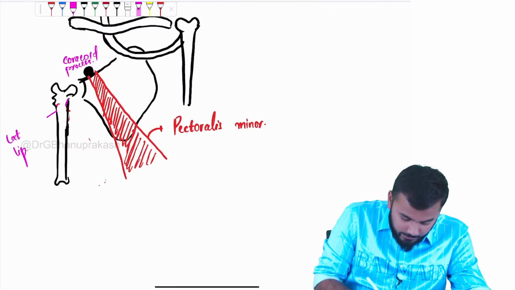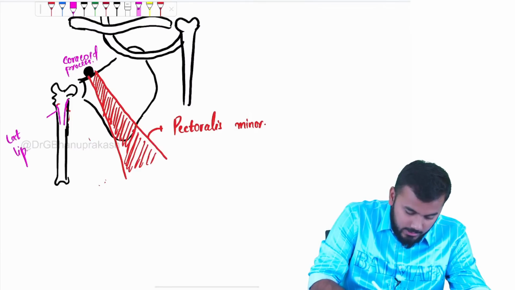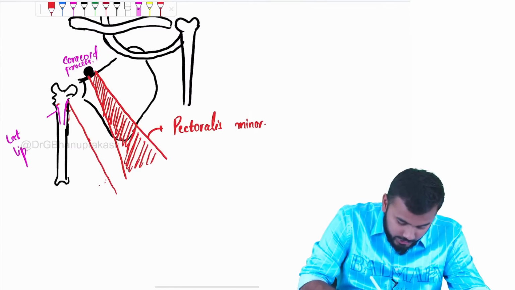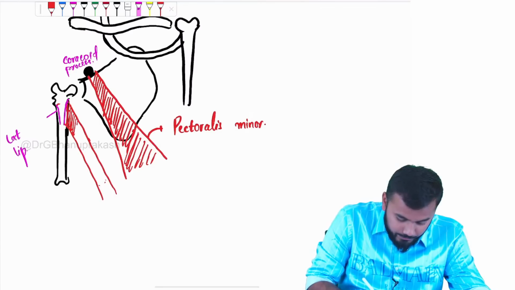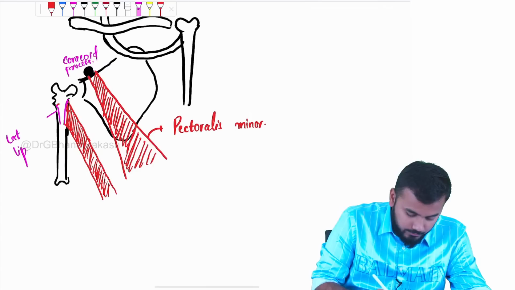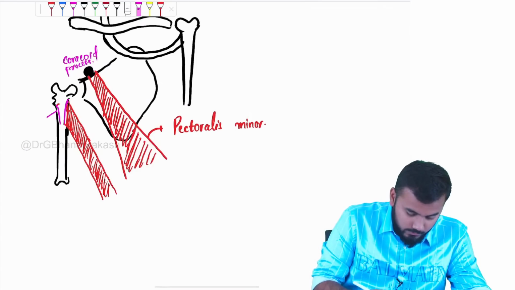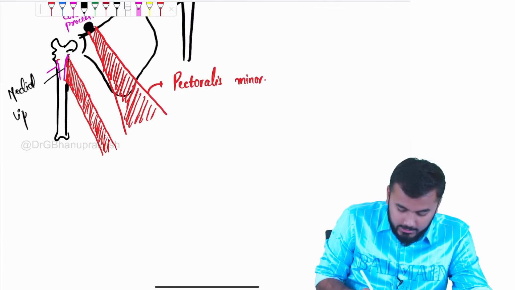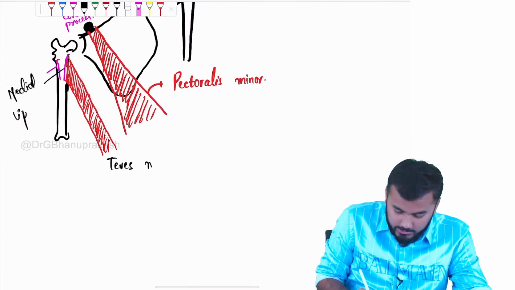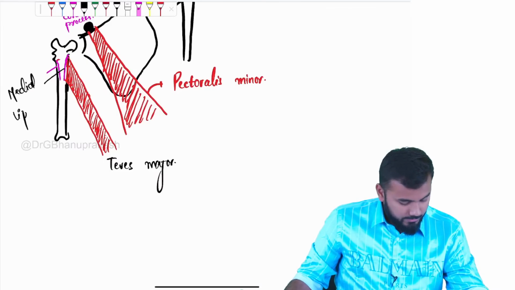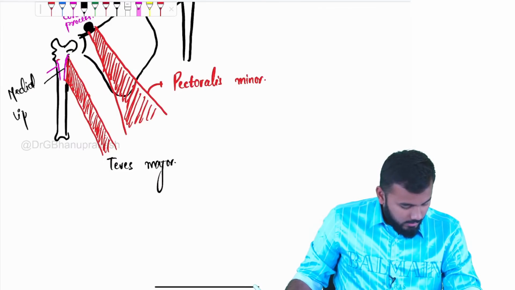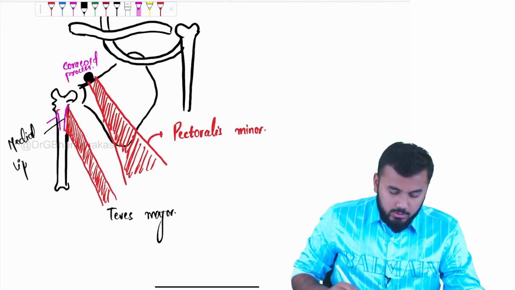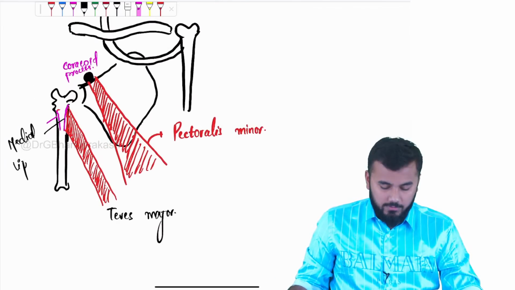I actually have to discuss not the lateral lip, rather I am discussing the medial lip. So now you tell me which muscle comes out of the medial lip? This is the medial lip. Very good. It is teres major muscle. Very good. So right guys, this is the basic thing which you need to know.